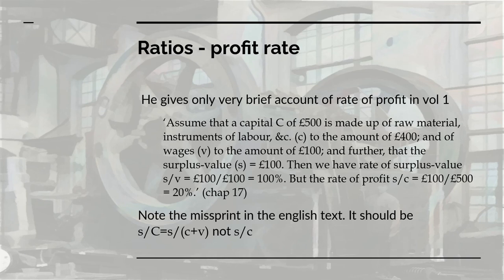It's worth noting that the English edition of this, I haven't been able to find the corresponding passage in my German text. The English edition of it has got a misprint, small c here. By context, this should be large C. I suspect this is a proofreader's or translator's error. We can see by context, by large C, he actually means small c plus small v. And this is the formula which Marxist economists subsequently generally use for the rate of profit. And it derives from this one small passage in volume one.